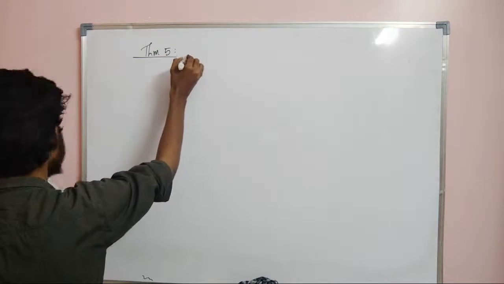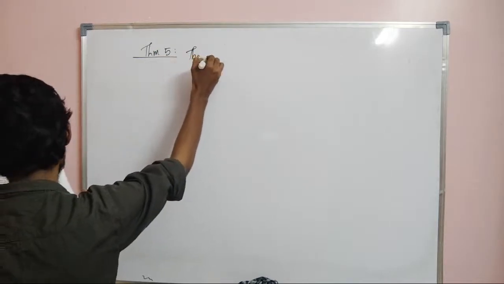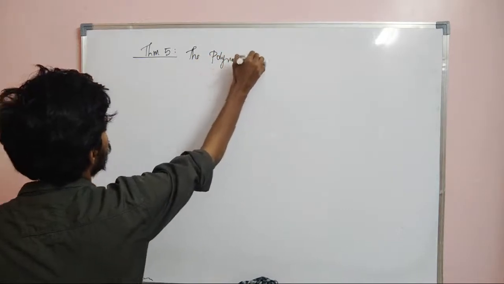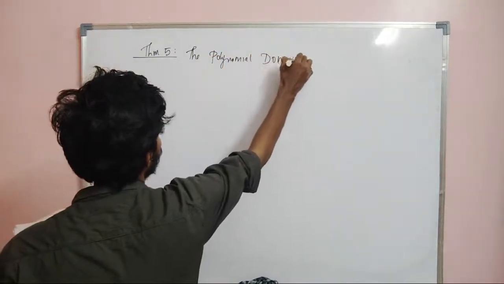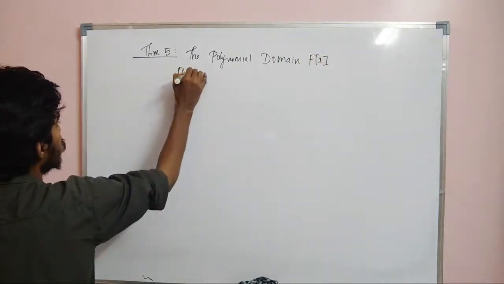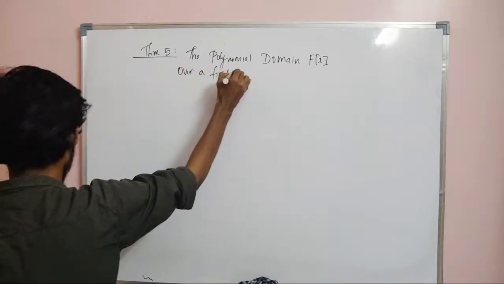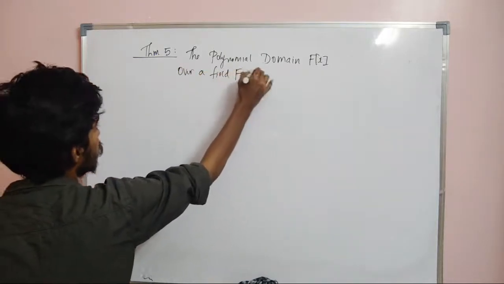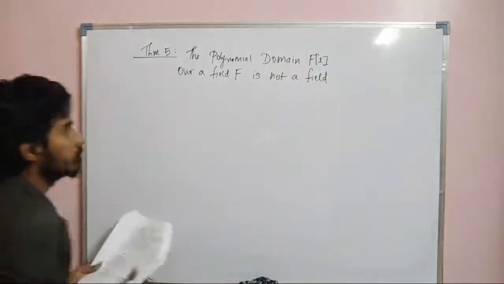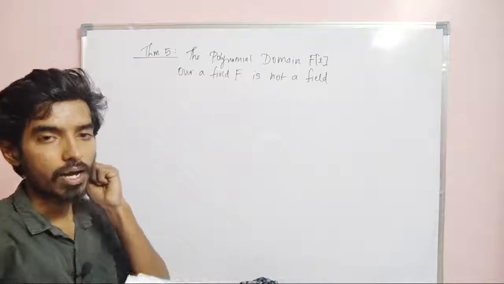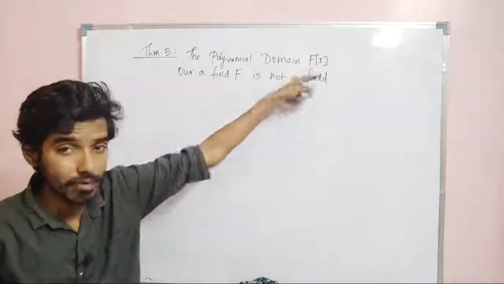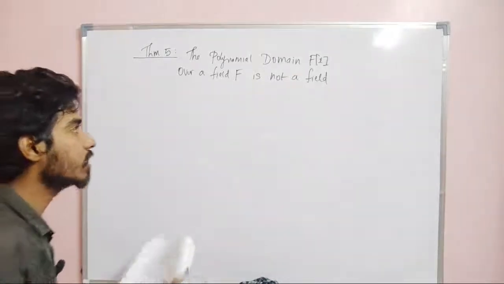So what is Theorem 5? A polynomial domain F[x] over a field F is not a field. This is very important, right? If it is over R, it is a ring. If it is over an integral domain, it is an integral domain. But if it is over a field, it is not a field. That is, a polynomial ring is not a field.